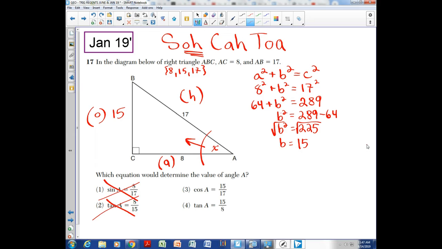Now, if we do the cosine of angle A, cosine means the A over the H. Well, my A is 8, and 17 is my H. That would be 8 over 17, so that one is not right. So let's hope that this last one is correct. The tan of angle A would be the O over the A. It would be my 15 over my 8, and that one, sure enough, is the right answer.